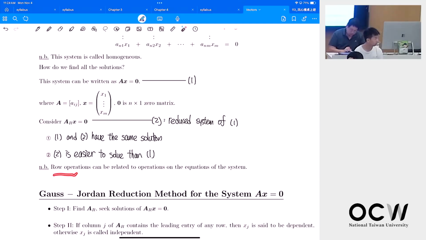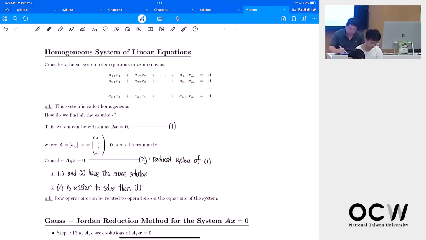So row operations can be related to the operations on the equations of the system. As I just said, you add row 2 to row 1 and you multiply row 2 by 3 and add to row m. Then they are still equations, and it is just a linear combination of 2 row vectors or some row vectors. So instead of solving Ax equals 0, now we want to solve the reduced matrix of A times x equals 0. And once we have the reduced matrix, then again, what is the solution of x?